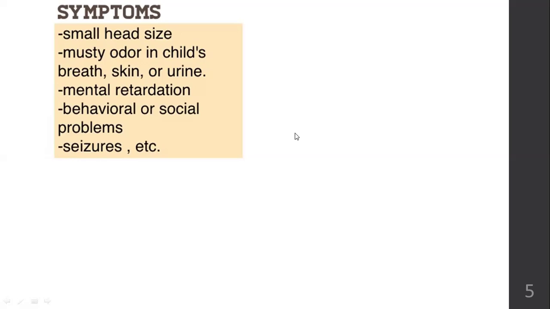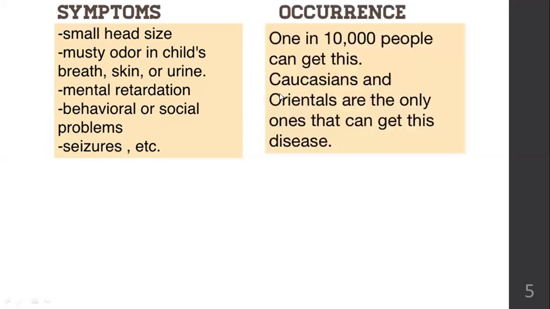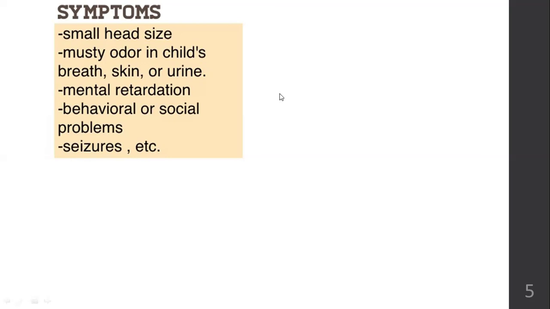So what are the symptoms of phenylketonuria? The child is born with a small head size. There is a musty odor in the child's breath, skin, or urine. The child may also undergo mental retardation, some social and behavioral problems. Because the brain has been affected, personality disorders can also take place. The child may suffer from frequent seizures, fits, convulsions. So that's the symptom.